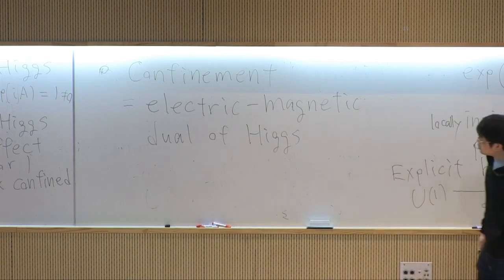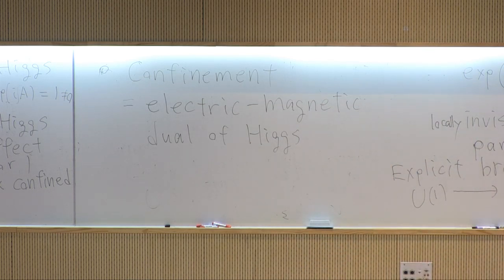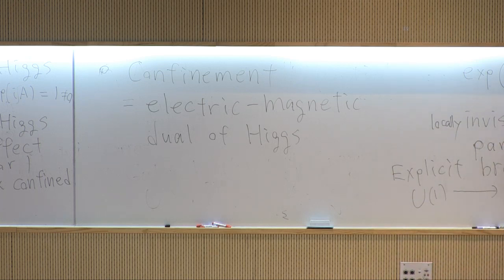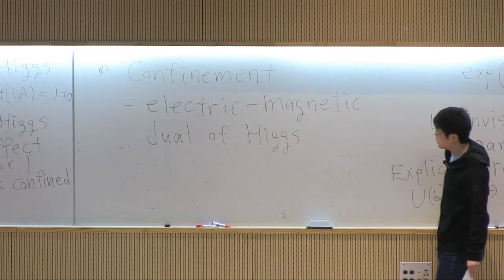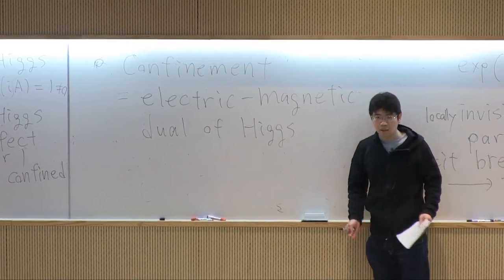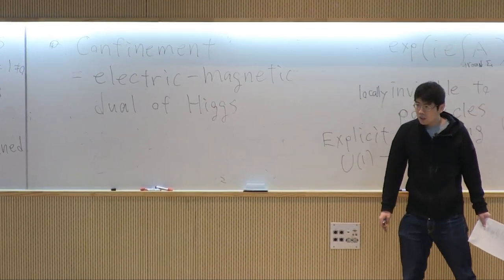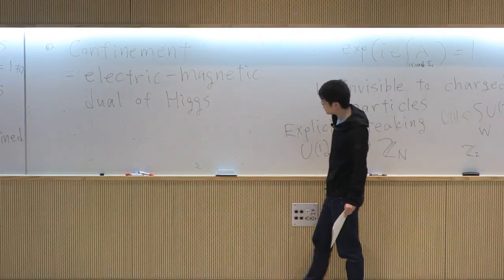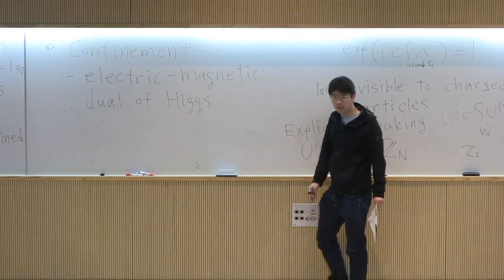I think this was proposed a very long time ago by Nambu or someone, but at least this was realized very explicitly in Seiberg-Witten theory. Seiberg-Witten shows that confinement in some supersymmetric gauge theory is really realized as a Higgsing of the magnetic gauge field.